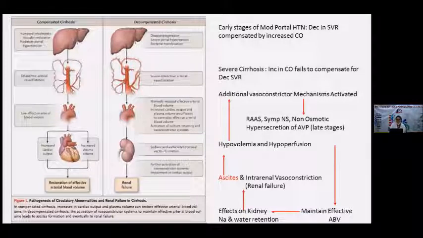Whereas in cases of decompensated cirrhosis, there is markedly reduced effective arterial blood volume, and increased cardiac output and plasma volume are insufficient to normalize the effective arterial blood volume. So there is activation of sodium retaining and vasoconstrictor systems, which leads to sodium and water retention and ascites formation. There is further activation of vasoconstrictor systems and impairment in the cardiac output, which leads to renal failure.